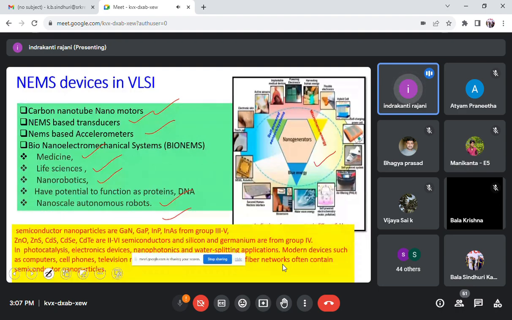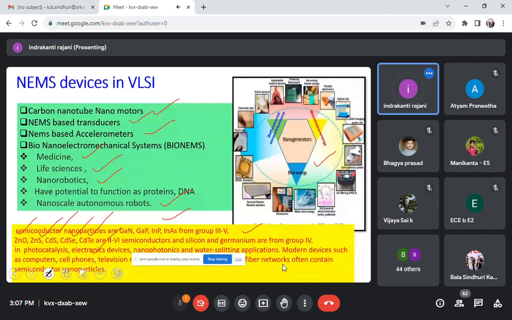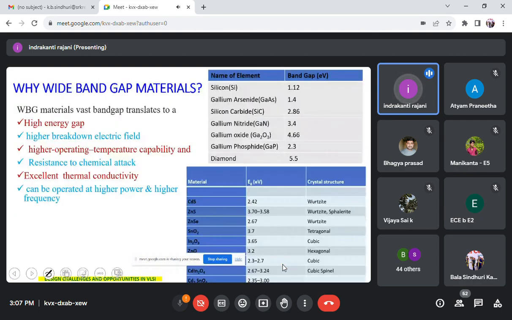and the 2-6 group semiconductors, a combination of compound semiconducting elements and elemental semiconducting elements, these are majorly used, like zinc oxide, zinc sulfide, cadmium selenide, cadmium telluride. In photocatalysis, electronic devices, photonics, any kind of modern devices such as computers, cell phones, televisions, anywhere these semiconducting materials are used. In these semiconducting materials also, there is a chance that losses will take place. So for that, we are switching to the wide band gap materials.